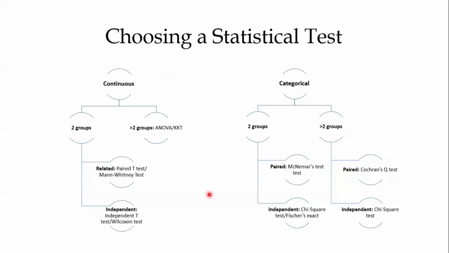So by far, the most commonly used statistical tests are the independent t-test, the paired t-test, the chi-square, and the Fisher's exact. So these are the tests that you're more likely to use a lot. So the two t-tests and the chi-square slash Fisher's exact. Analysis of variance also sometimes is used a lot, but in situations where you have more than two groups.